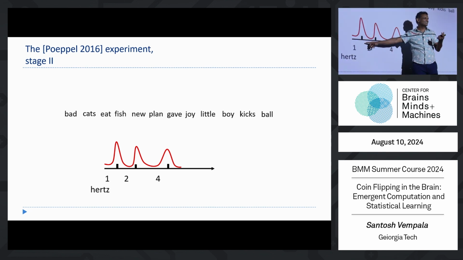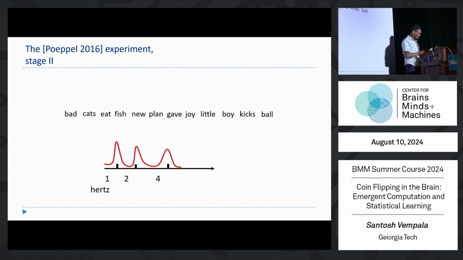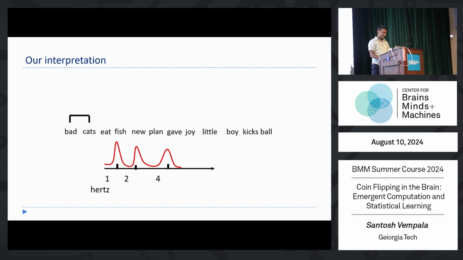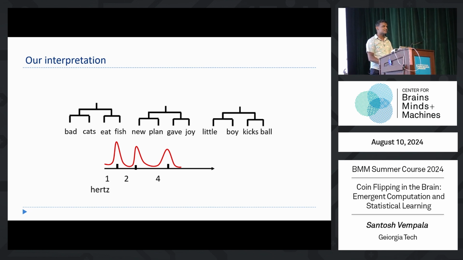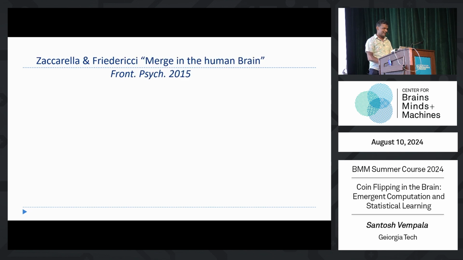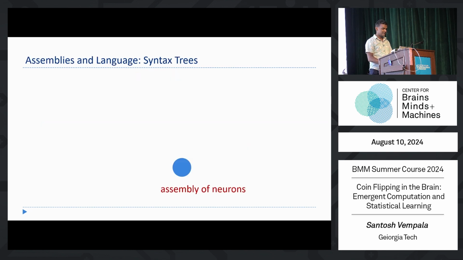Each little sentence, and each little phrase, okay? These experiments are already done, and so you're forming these parse trees on the fly, firing these little assemblies telling you what's going on. And this has been confirmed in different ways. We know from linguistic research in neuroscience that the completion of phrases, and especially of sentences, activates parts of Broca's area.